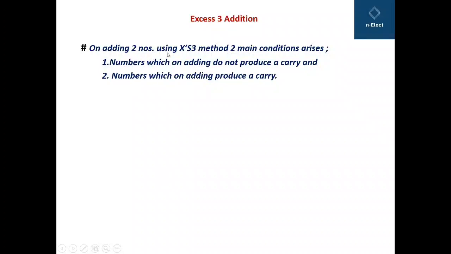On adding two numbers using the XS3 method, two main conditions arise. Now which are those conditions? Numbers which on adding do not produce a carry, and second is numbers which on adding produce a carry. Now we will see through examples. Example 1: add the following decimal numbers, first converting them to XS3.